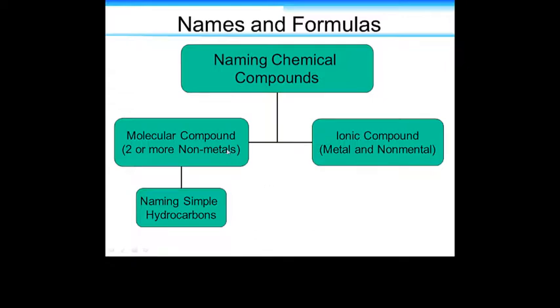A molecular compound, again, is two or more nonmetals. We'll talk about ionic compounds more later on in the naming of ionic compounds, which again consist of a metal and a nonmetal. And we'll also talk about the naming of simple hydrocarbons, or organic molecules that we see a lot in our day-to-day life.